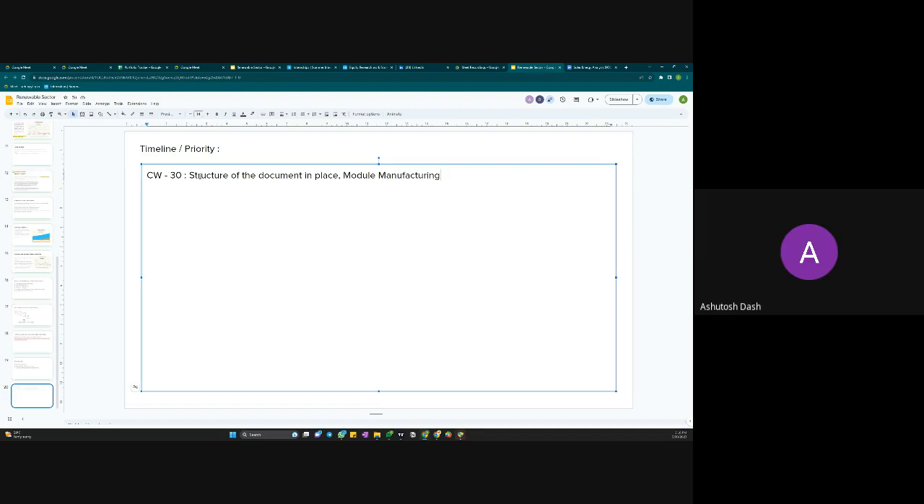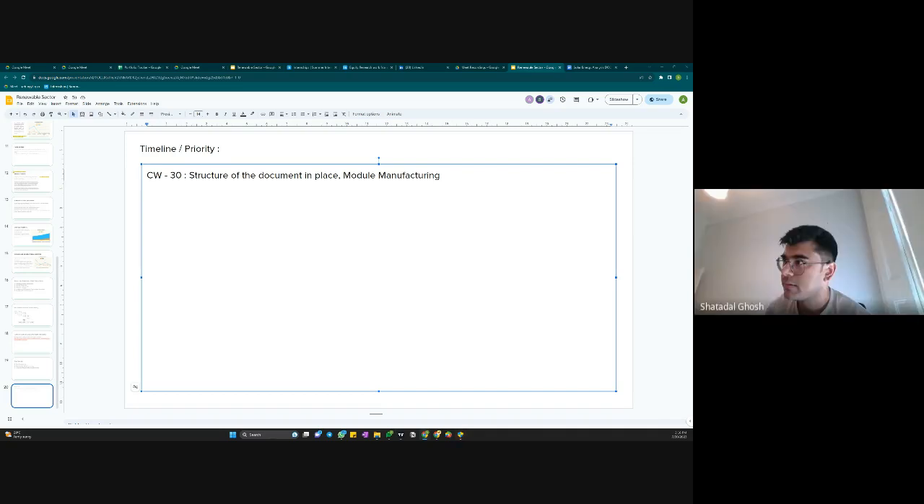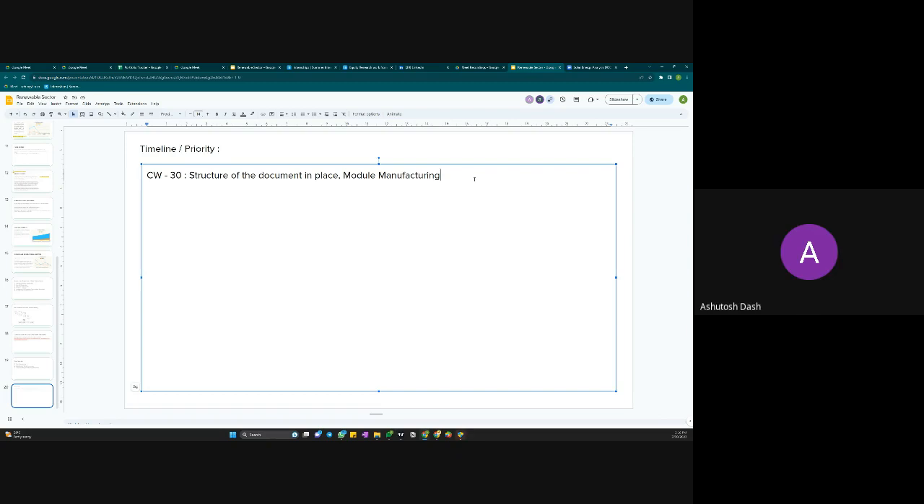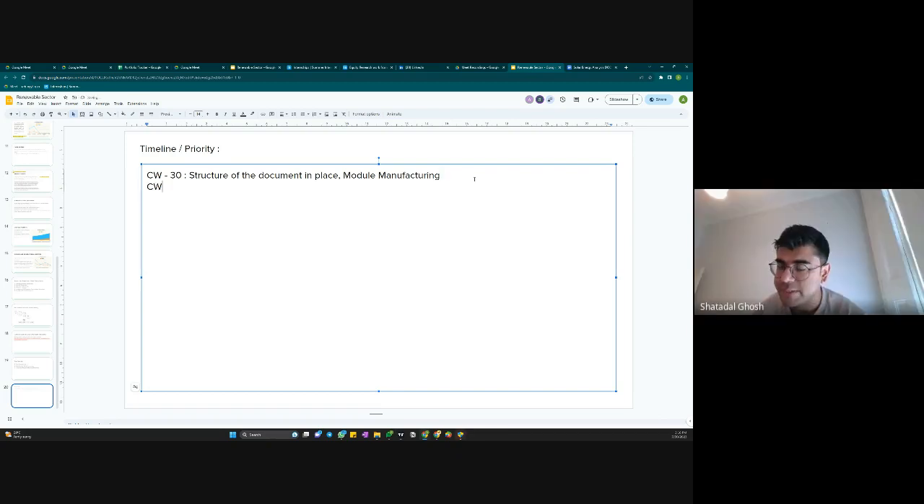Or am I missing something? More or less, you're on spot. So let's focus on module manufacturing, which is the first part, and give it a push from your end. If you want to, we can touch base once on Thursday, if that's okay. I'll let you know. Yeah, sure. Let me know whenever you're comfortable connecting. But let's do module manufacturing.